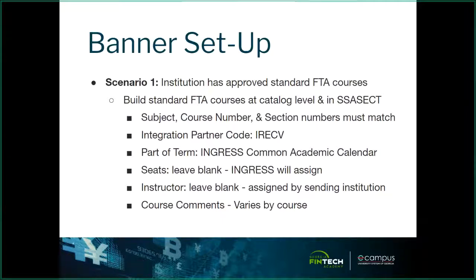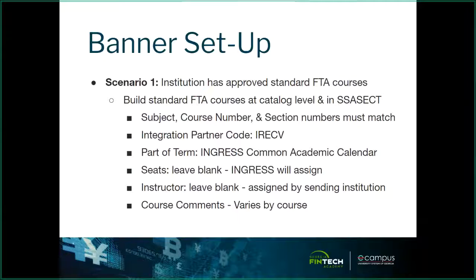You will build the standard FTA courses at the catalog level and in SOSECT. And the two most important pieces of how you build those courses are the subject, course number, and section number. Those must match exactly what is listed on the schedule. And then the integration partner code must be Ingress. If any of that information is different or missing, then the courses will not pair in Ingress. Seats will not be assigned, and students will never gain access to their courses. And we will be monitoring Ingress to make sure that everyone is able to successfully sync their courses.